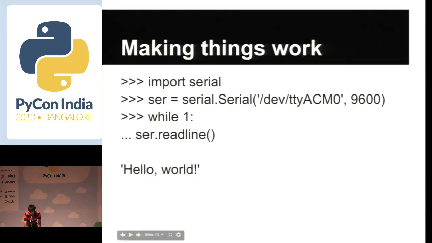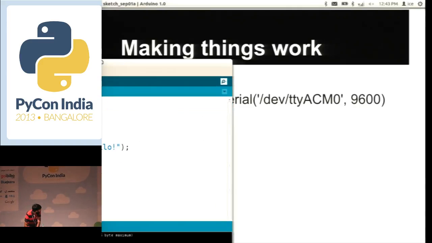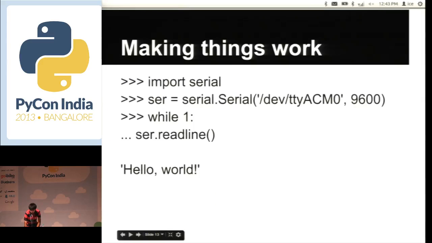So as you've seen in the example, I had set the baud rate to be 9600 back in the Arduino example as well. So whenever you are communicating between the Arduino and your computer, you need to ensure the baud rate is the same. 9600 is a very well used but a really old baud rate, and you can change this to any value that you like. After that, inside a while loop, you simply do serial.readline, and this is going to print hello world.